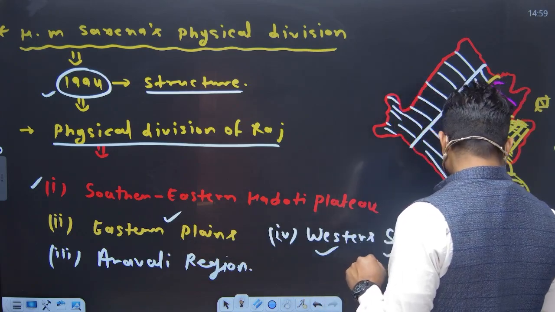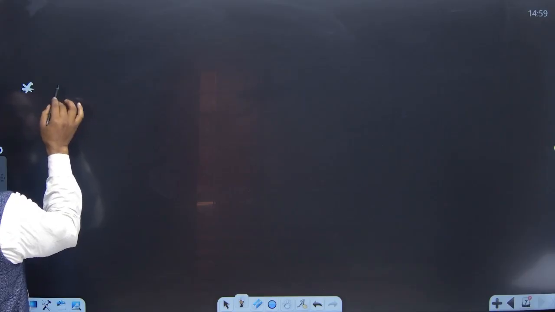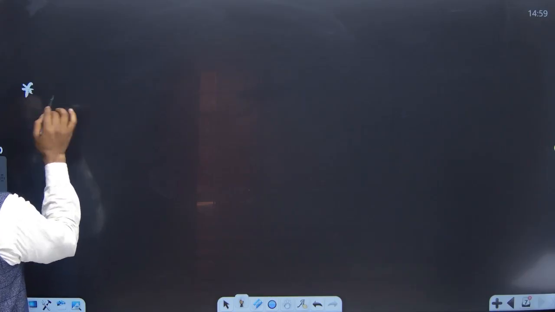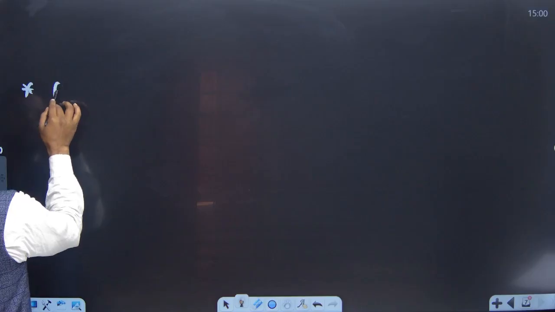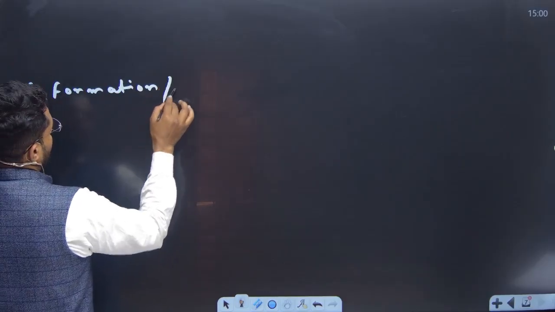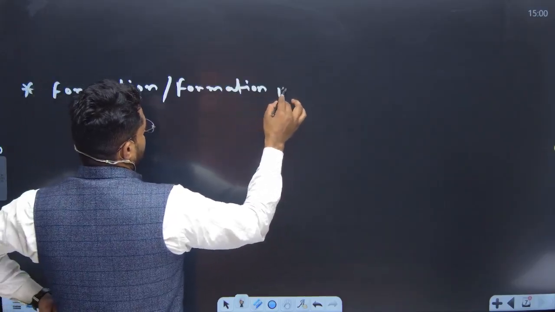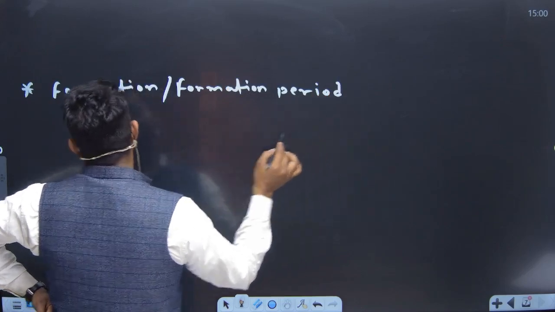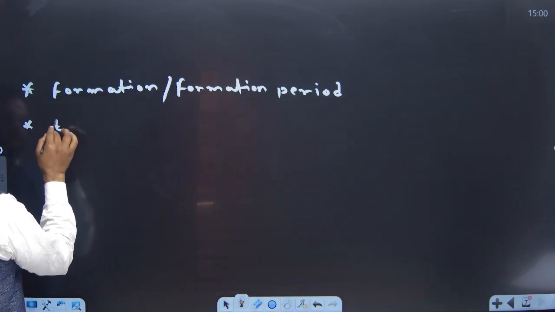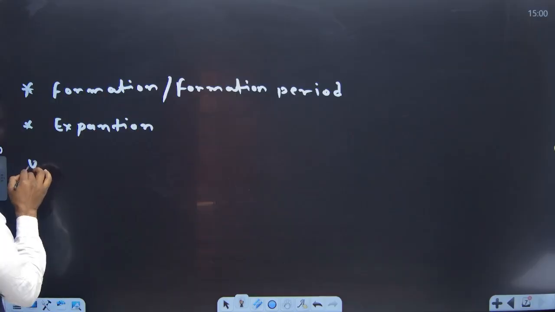Dear student, now in all 4 divisions of Rajasthan, we read about 4 points. First, the formation and formation period. Second, expansion. Third, specialties.